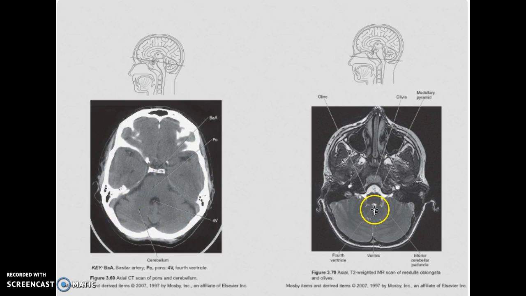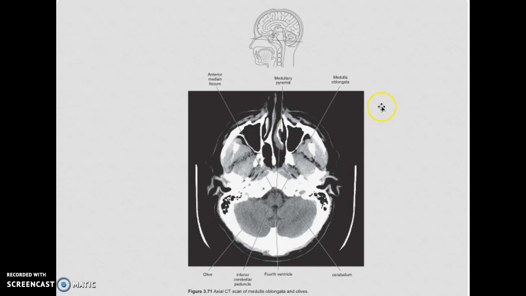Coming over here, we have your olive and your CPA. Here's your clivus. You remember that one. Inferior, I won't make you know that. So the vermis and your fourth ventricle. So medulla oblongata, you can see where we're slicing through right here. So we're below the pons, so we're at the medulla oblongata. Here's your cerebellum, your fourth ventricle. I want you to know your olive there.